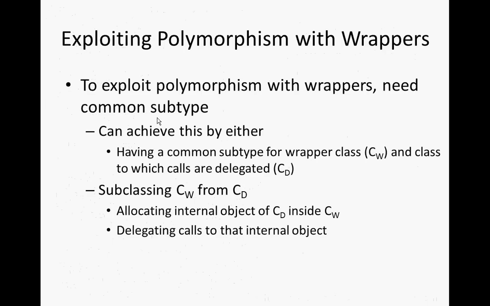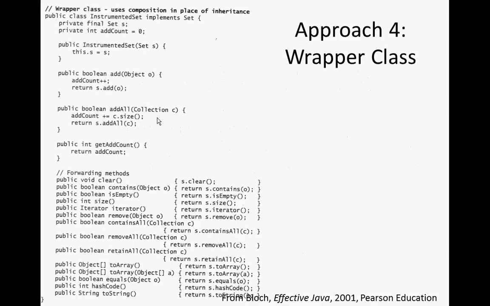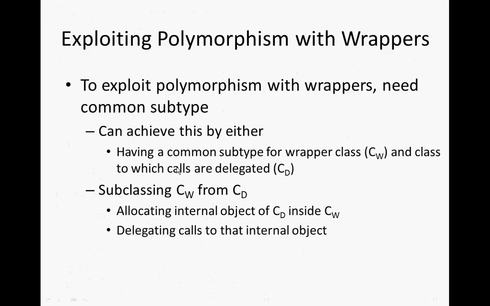Okay, I'd like to continue on a discussion of this. To exploit these wrappers, we need a common supertype. So here, if we implement set, for example, we've implemented this interface. Alternatively, we could subclass the wrapper class from the delegate class. So the wrapper class here, we could simply delegate.